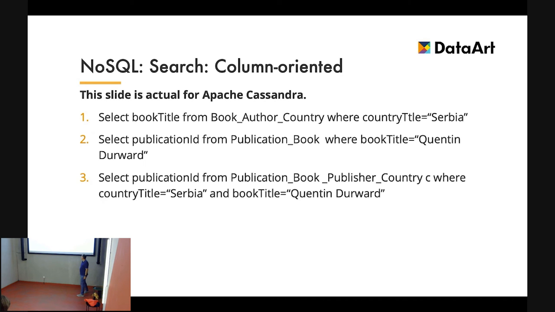About column store, if you look again at Yandex ClickHouse, well, queries will be the same as in a relational database. But about Apache Cassandra, well, it is very simple. On the one hand, we will have a query-oriented table for this query and just filter.